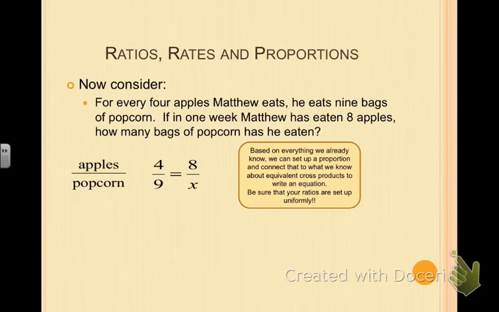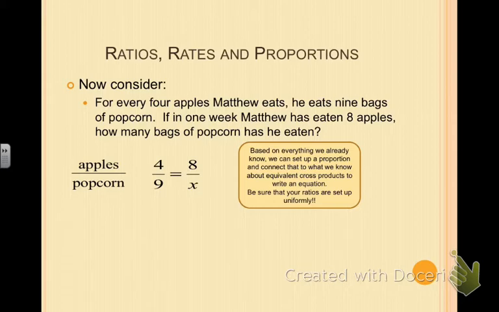The previous example of a proportion did not contain any variables. Let's look at how to solve a proportion with an unknown quantity. For every 4 apples that Matthew eats, he eats 9 bags of popcorn. If in 1 week Matthew has eaten 8 apples, how many bags of popcorn has he eaten? Let's set up a proportion based on the information they have given us. In doing so, it is imperative that you line up your units uniformly.